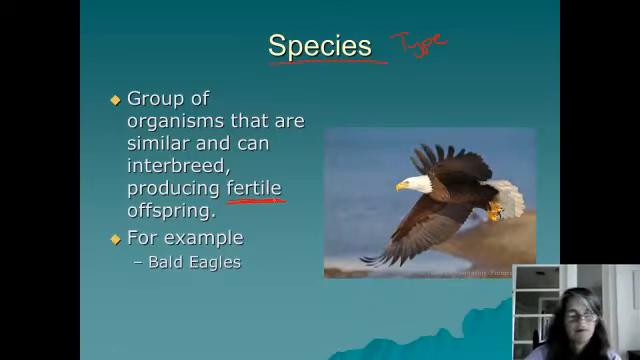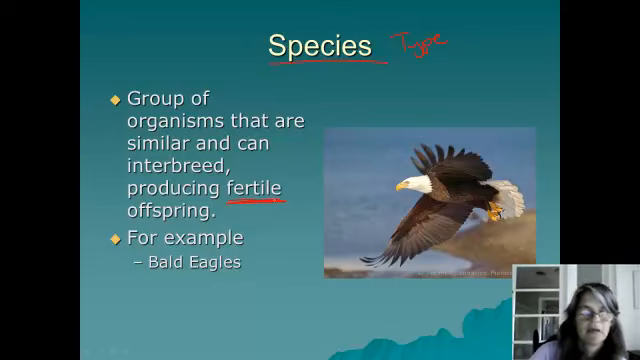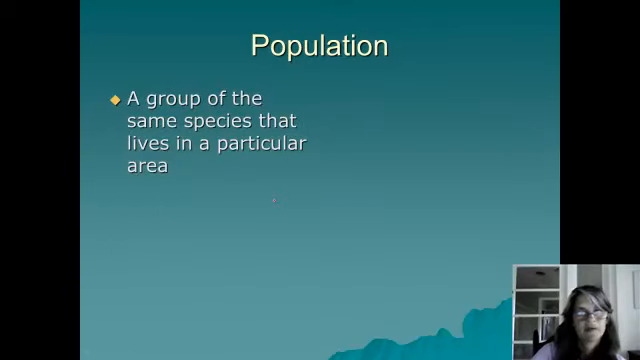Okay? So, for example, bald eagles are a species of bird. Bald eagles can mate with other bald eagles and have babies that can also make more bald eagles, okay? And they can't do that with any other type of bird or any other type of organism for that matter, okay? So that's what a species is, and we will talk much more about that later, but for right now, it's a type of organism that can interbreed with others of its type successfully, okay?